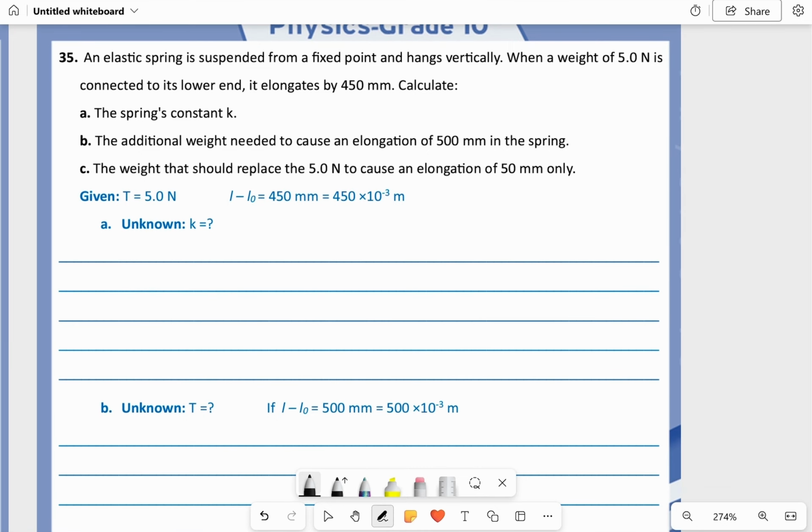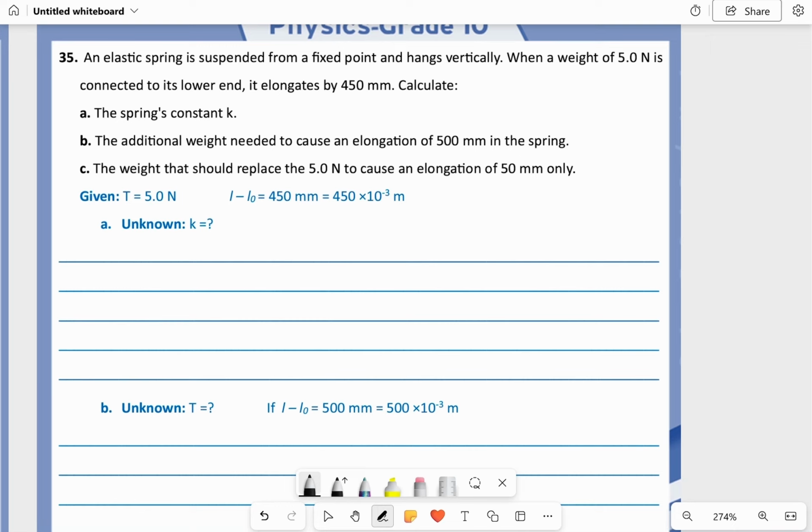An elastic spring is suspended from a fixed point and hangs vertically when a weight of 5 Newton is connected to its lower end. It elongates by 450 millimeter. Calculate first the spring's constant K.